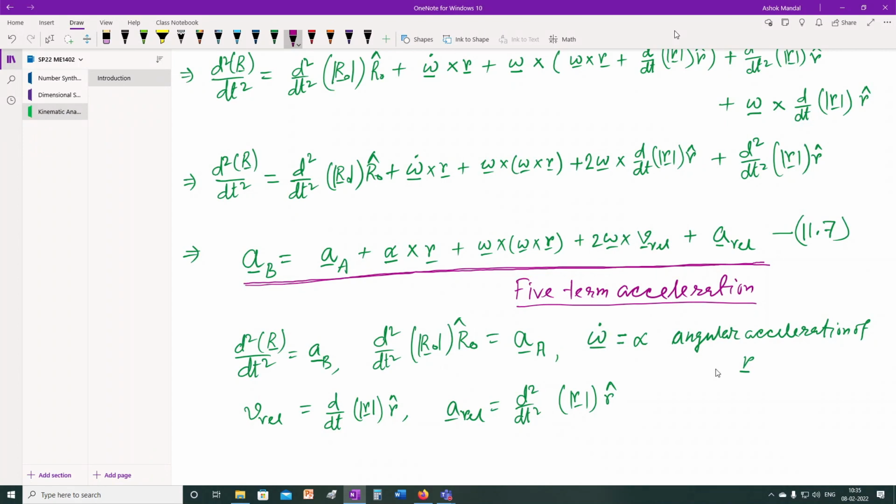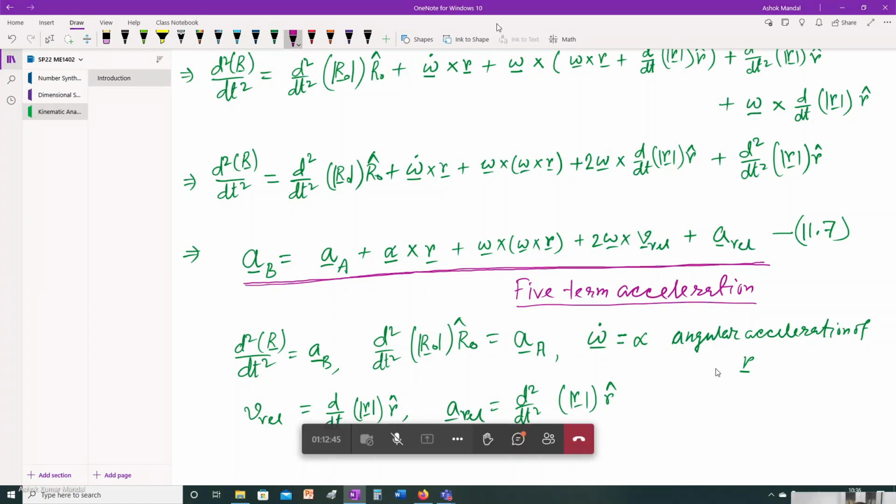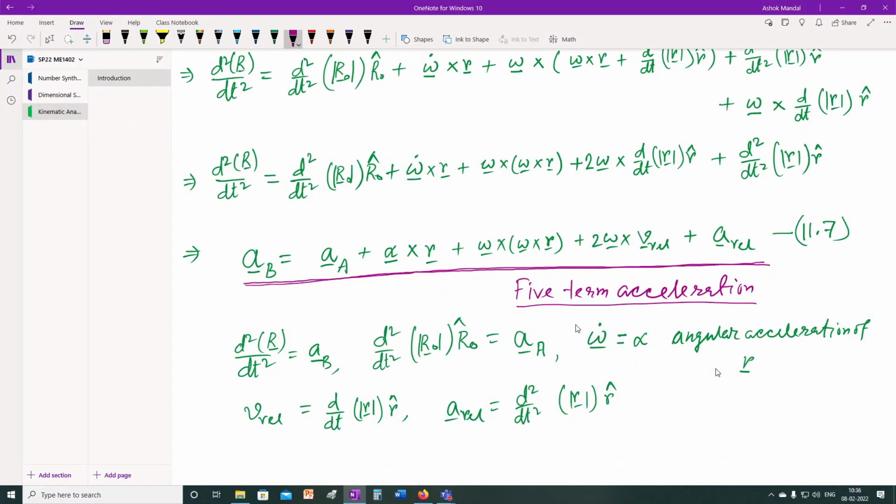Sir, any other book that we can follow for number synthesis and dimensional synthesis? I have only followed that book only, because that is a very standard work. Professor Mullik also has written some book on mechanisms. That book is not available in the market right now. I searched for it.